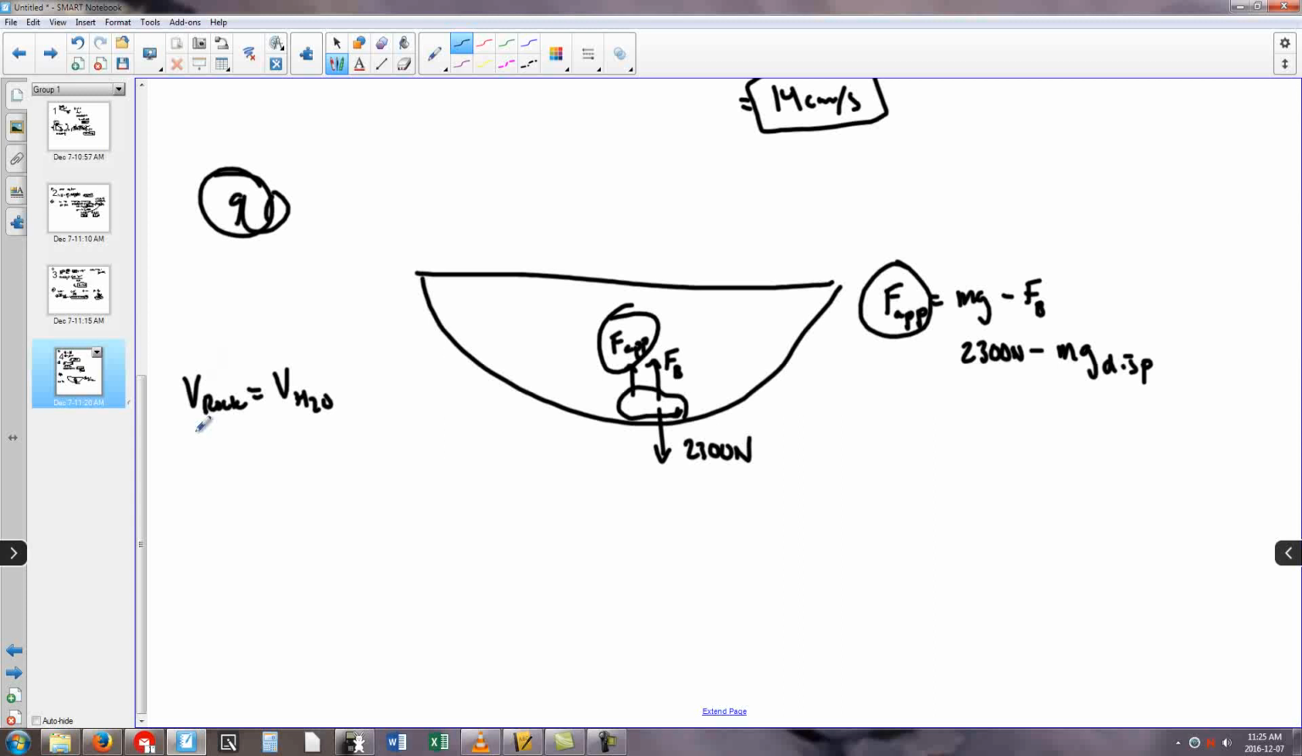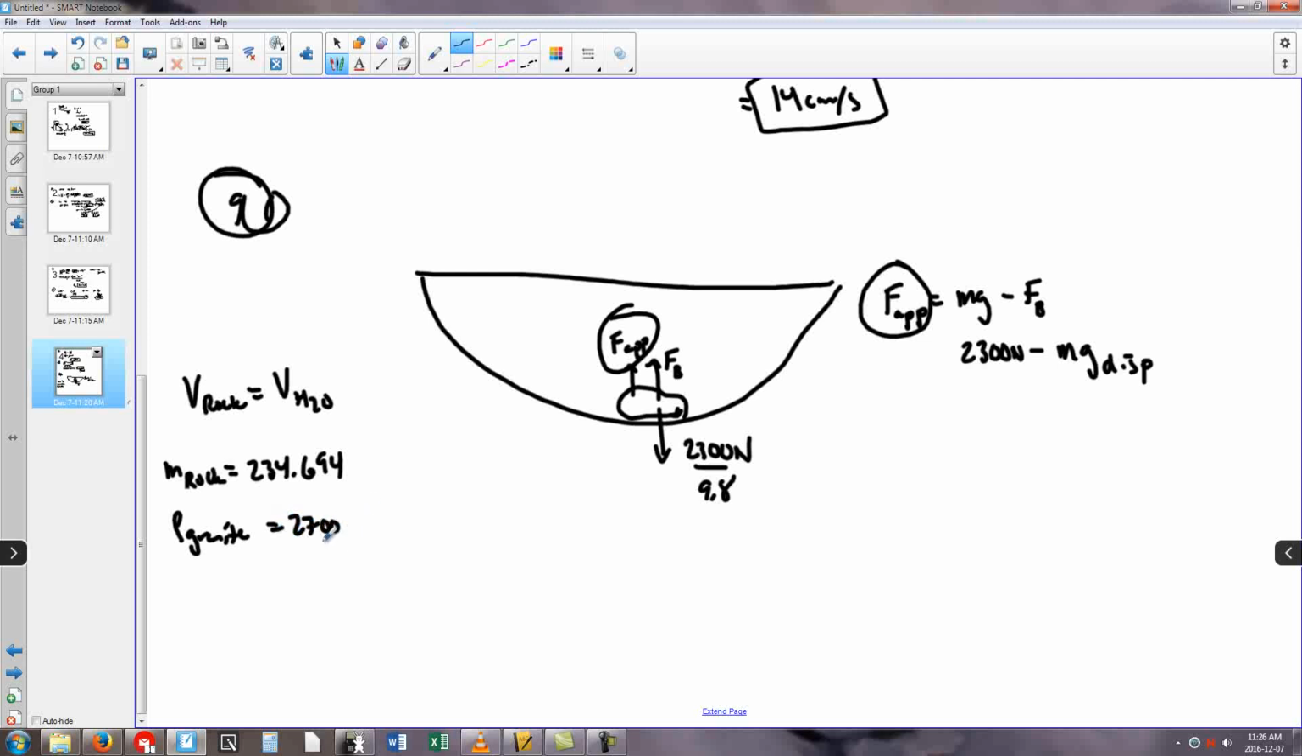First thing I need to know is what's the mass of the rock. Now the mass of the rock is not 2,300 newtons. That's its weight. So if I divide that by 9.8, I'm going to get a mass of roughly 234.694. And I'm trying not to round too aggressively along the way. That's the mass of the rock. If I look in my textbook for the density of granite, I'm going to get a value for the density of granite of roughly 2,700.